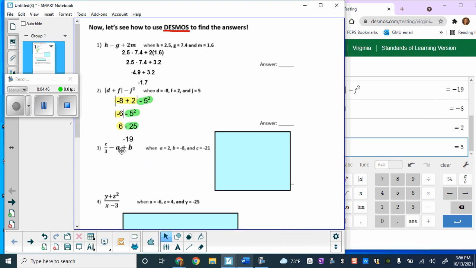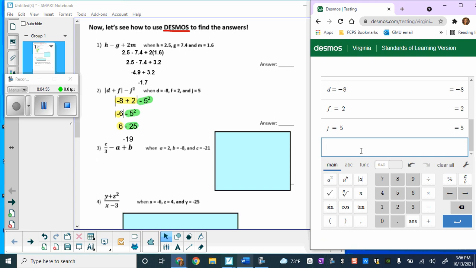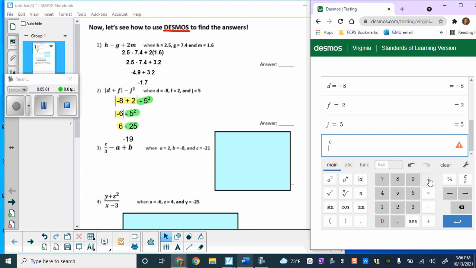All right, now let's take a look at number 3. And for number 3, the thing is that the fraction is only for part of it, not the entire thing like it is in number 4. So for this one, what you want to do is type C, and then you put this division symbol, and that makes a 3.